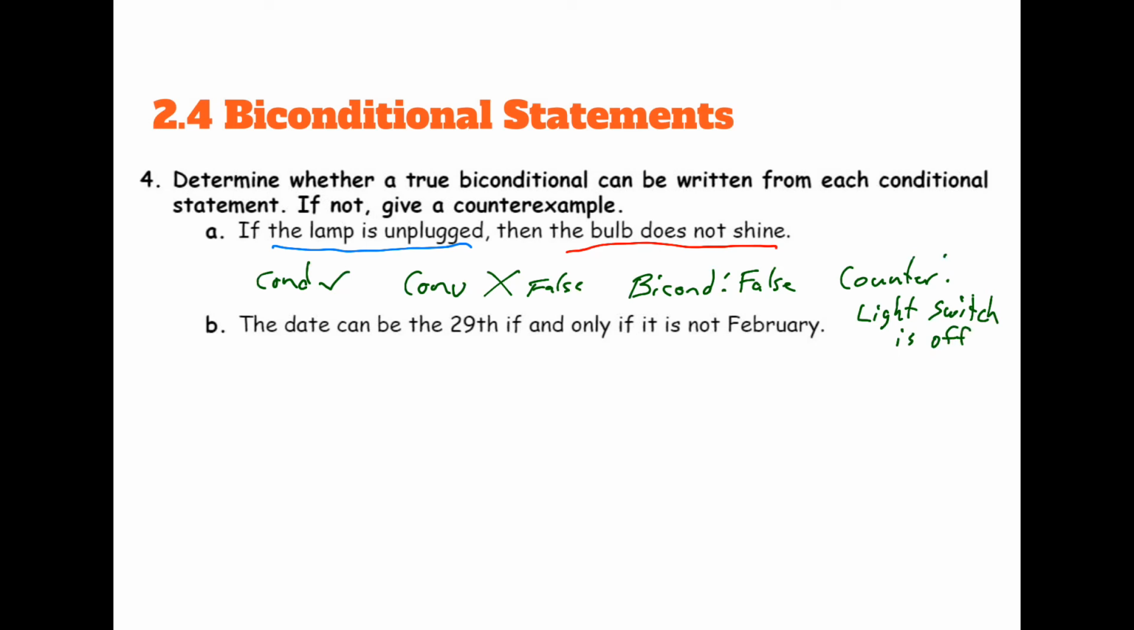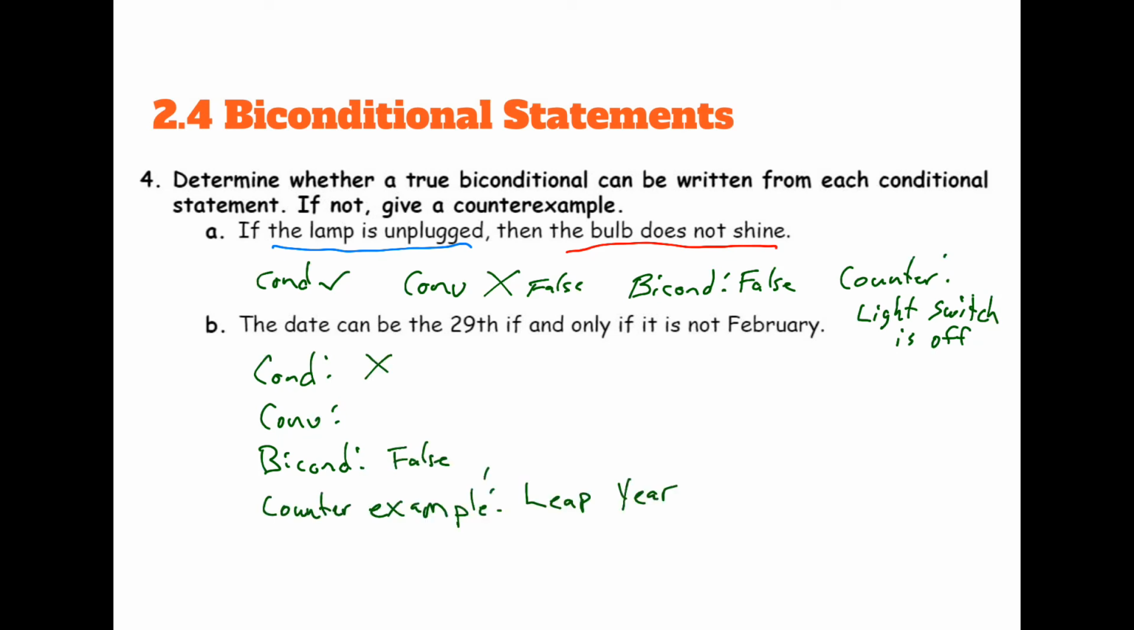All right, in part B, the date can be the 29th if and only if it is not February. Go ahead and see if this is true or false. Kind of go through your tests. First of all, is the conditional true? Then is the converse true? And then that will tell you if the biconditional is true or not.